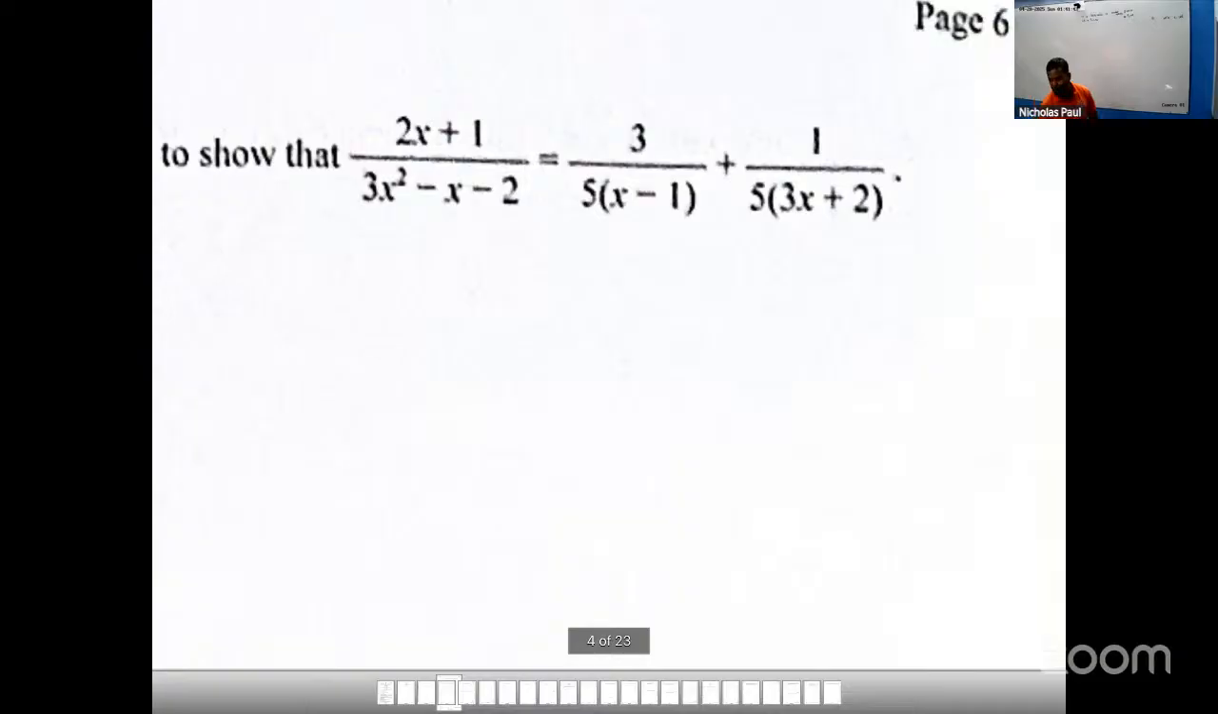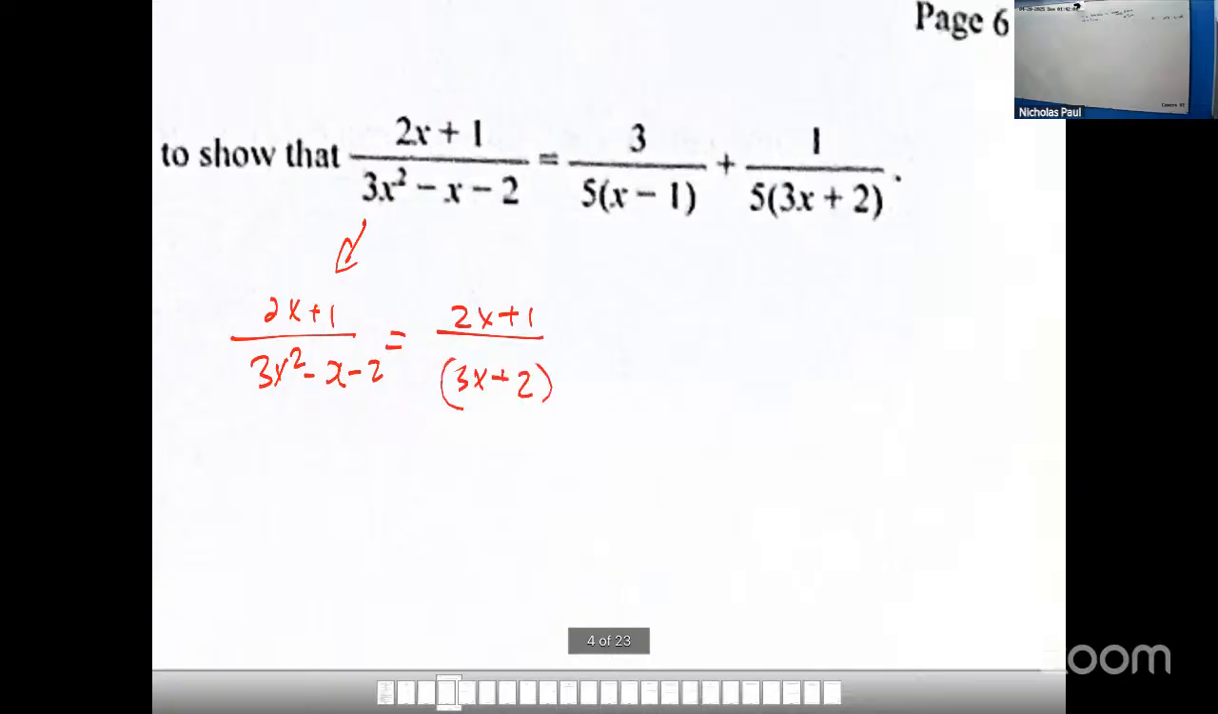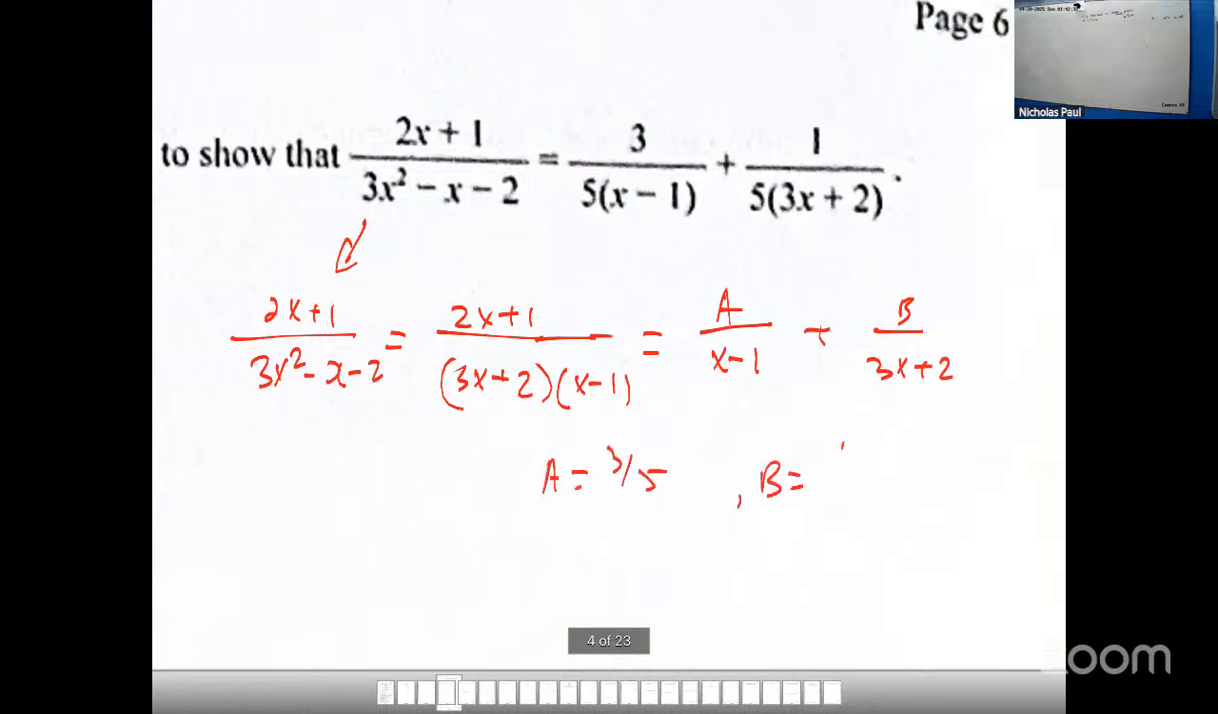All right, so let's go on to the second part. Remember when you're working it out, make sure you have the right thing at the beginning. You would recognize that it is not a quadratic. What do they use? They factorize and get two linear factors, so 3x plus 2. So you're going to get A over x minus 1 and B over 3x plus 2. If you do it properly, you're supposed to get A is equal to 3/5 and B is equal to 1/5.